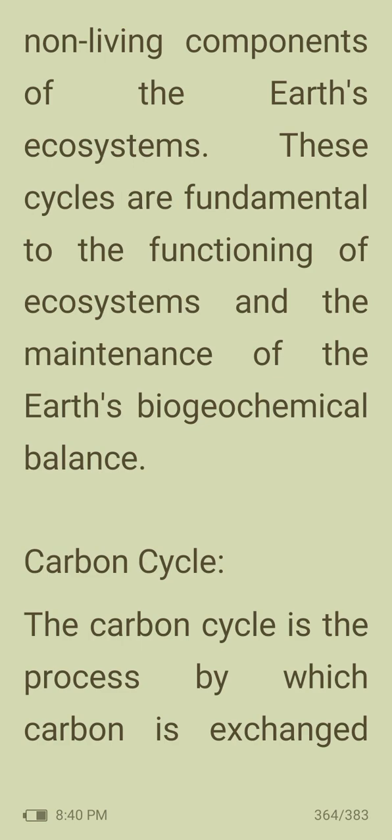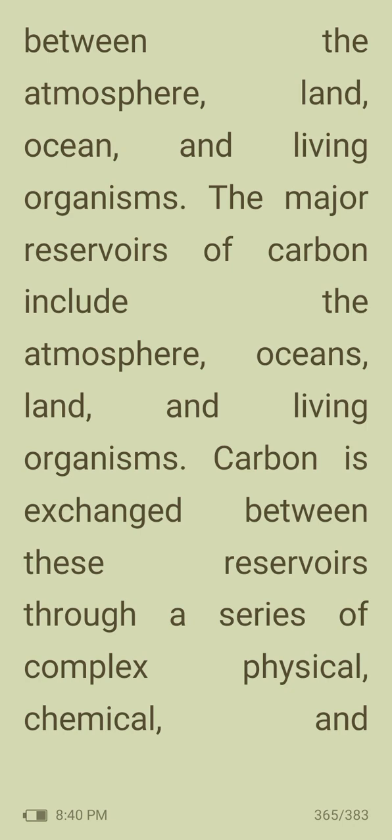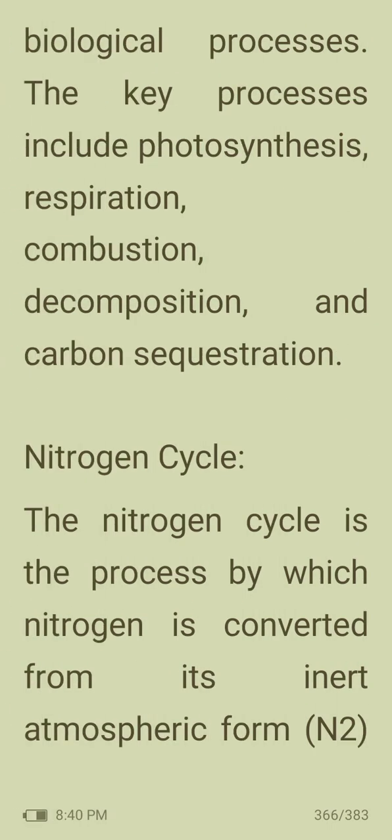Then, carbon cycle. The carbon cycle is the process by which carbon is exchanged between the atmosphere, land, ocean, and living organisms. The major reservoirs of carbon include the atmosphere, oceans, land, and living organisms. Carbon is exchanged between these reservoirs through a series of complex physical, chemical, and biological processes. The key processes include photosynthesis, respiration, combustion, decomposition, and carbon sequestration.